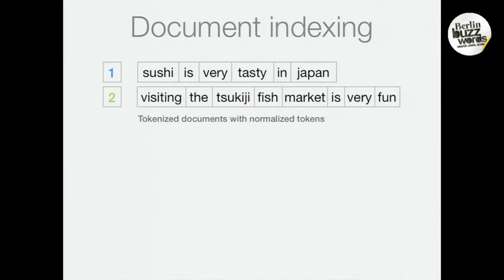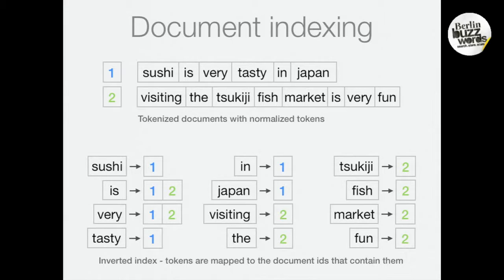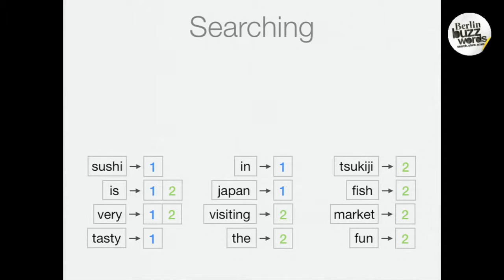Then we take our tokenized documents with normalized tokens, and we index them. We build an inverted index. At the very high level, it looks something like this. We map each term to each document that contains that term. There's more going on with positions and so on, but for the purpose of this, let's keep things at the high level. So sushi occurs in document one, is occurs in document one and two, very in document one and two, and so on.